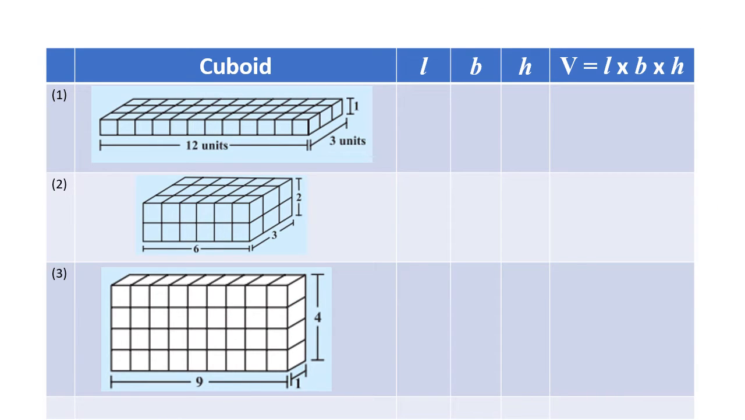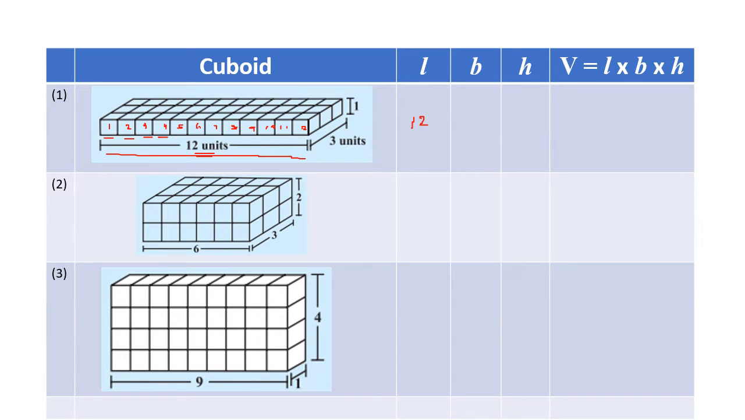Now we have a cuboid here. Okay. So what is this cuboid? Now we'll see how we get the formula. In this cuboid, you can see there are 12 units. What does 12 units mean? The length is 12 units. How is the length 12 units? Because there are 12 blocks: 1, 2, 3, 4, 5, 6, 7, 8, 9, 10, 11 and 12. There are 12 blocks of 1 unit kept in a line. So the total length becomes 12 units. So I write the length here, 12 units.